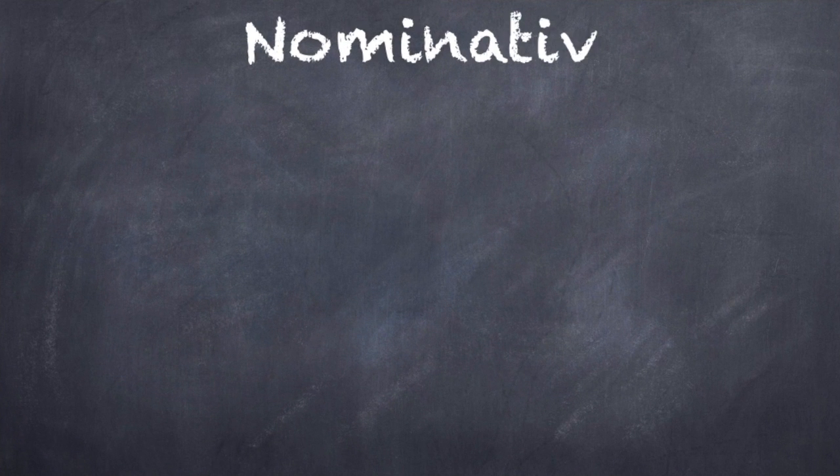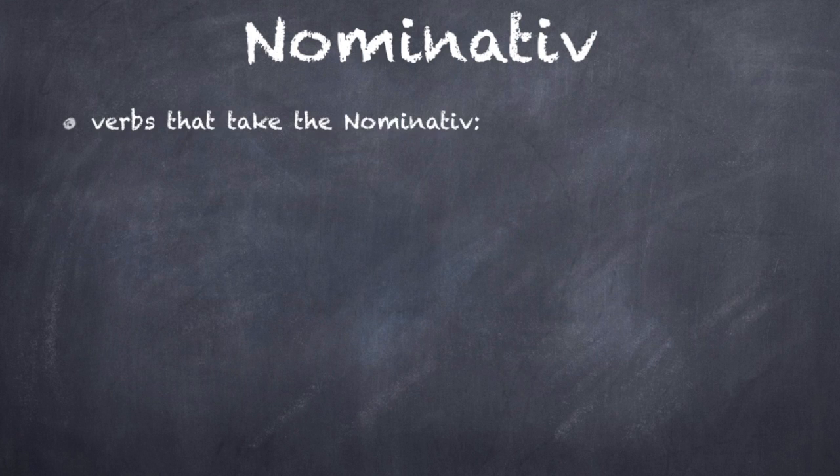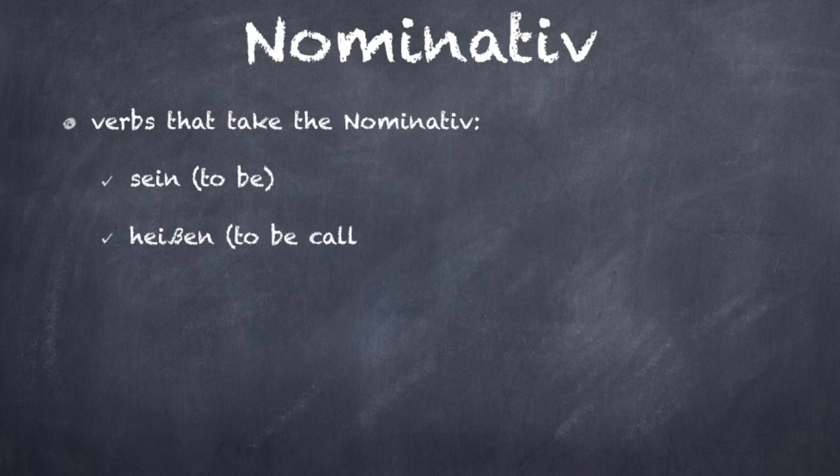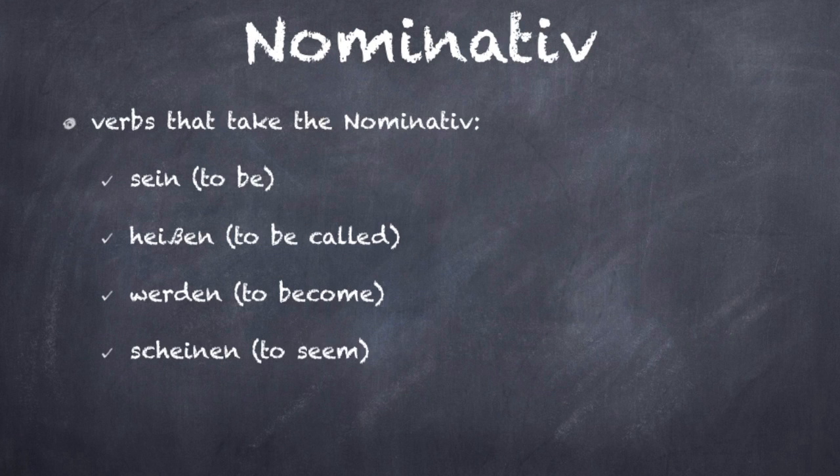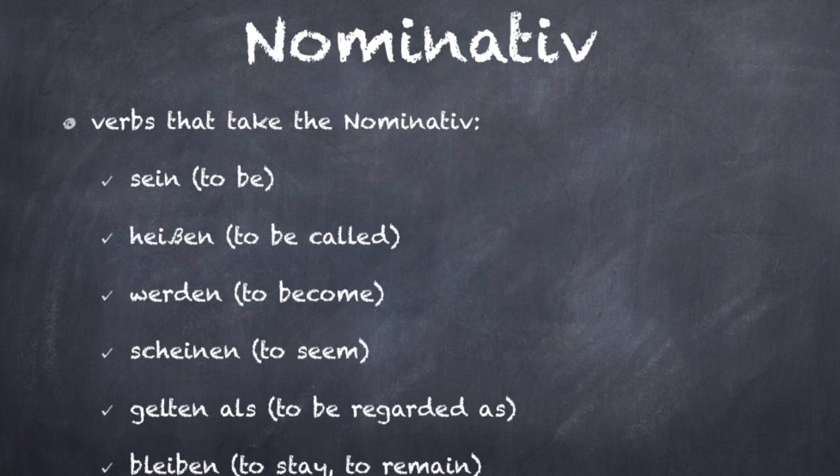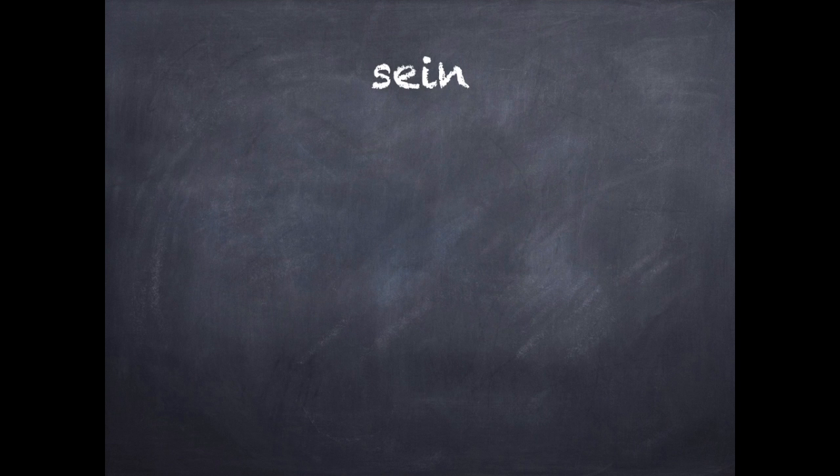With the nominative, it's important to know that there are some verbs that will always take a nominative. And those verbs are sein, heißen, werden, scheinen, gelten als, and bleiben. Let's look at a few examples.